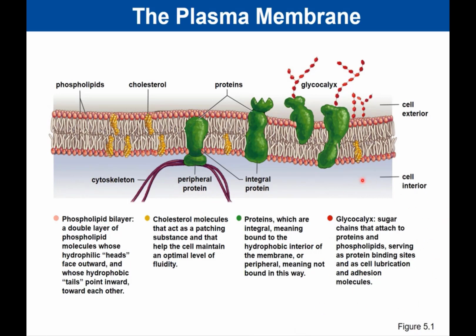The next and last component is going to be the glycocalyx. And these are basically going to be sugars that attach to proteins or phospholipids, and they serve as binding sites and as cell lubrication and adhesion molecules. They basically are there to help also with cell-cell recognition, meaning that two cells can recognize one another.